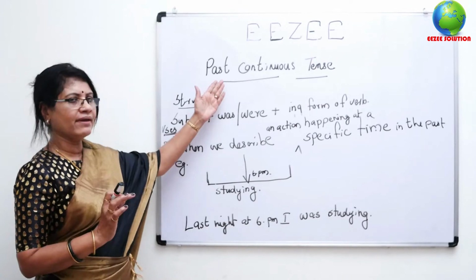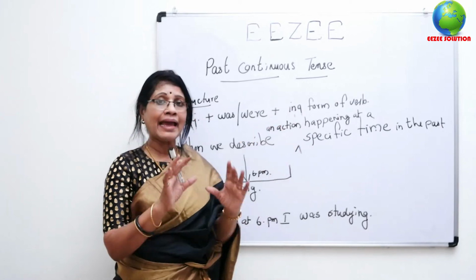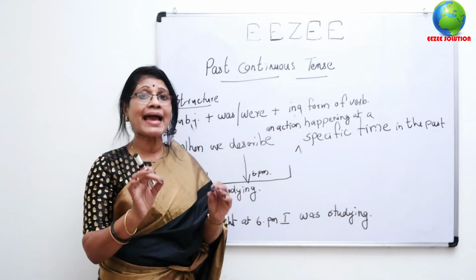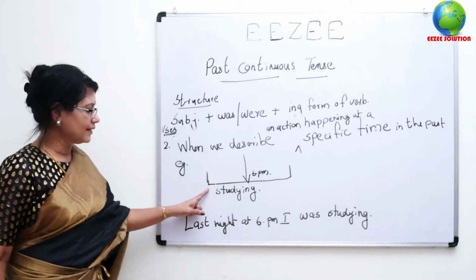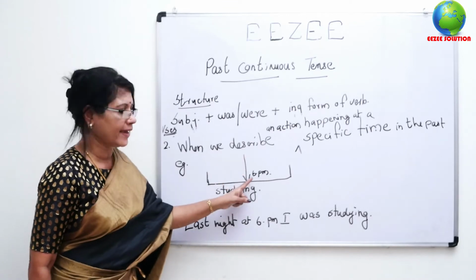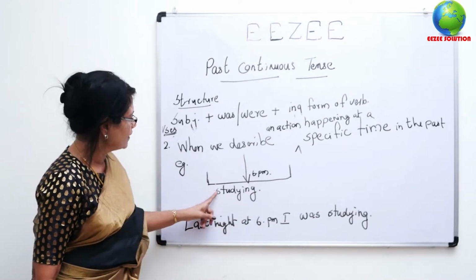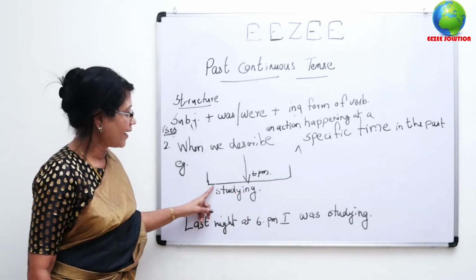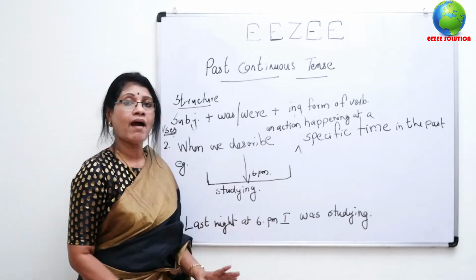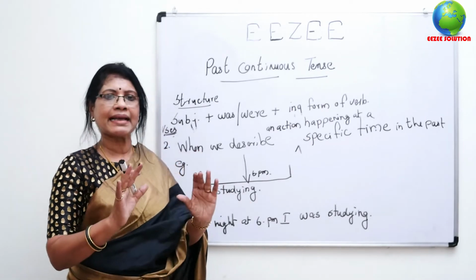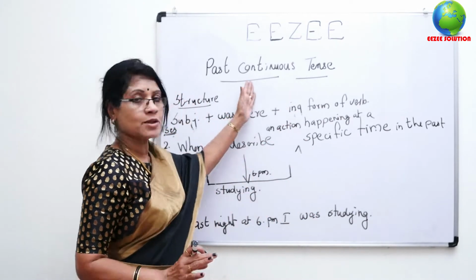Another situation when we can use past continuous tense is when we describe an action happening at a specific time in the past. For example, look at this timeline. Here at 6 p.m. that is a specific time in the past. At 6 p.m. I was studying. I was studying at 6 p.m. last night.